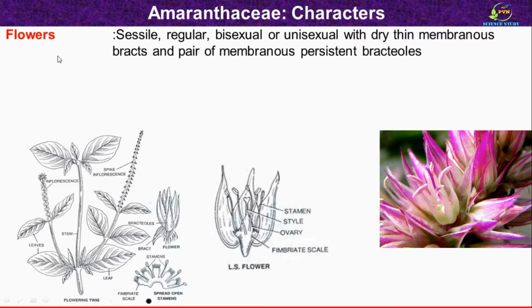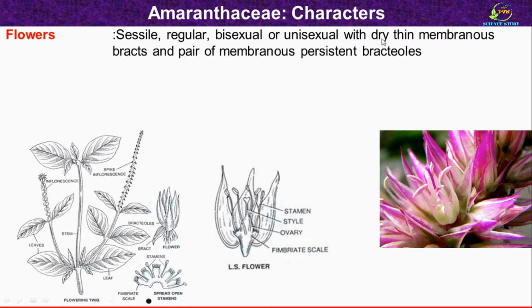Regarding flowers, they are sessile. So here also you can see that the flower does not contain the pedicel, and so it is described as sessile. The flower is regular. It is bisexual or sometimes it is unisexual. Bisexual means both the sex organs are present. Sometimes it contains only one sex, either male or female.